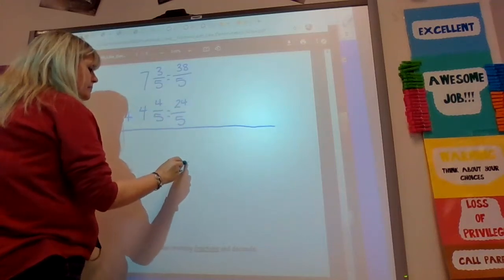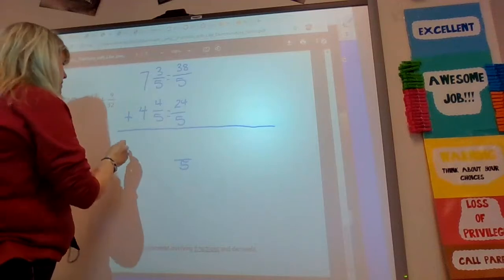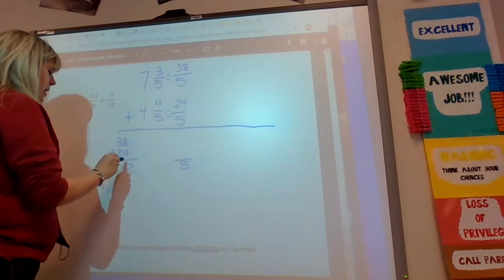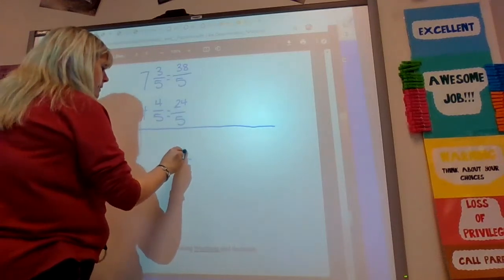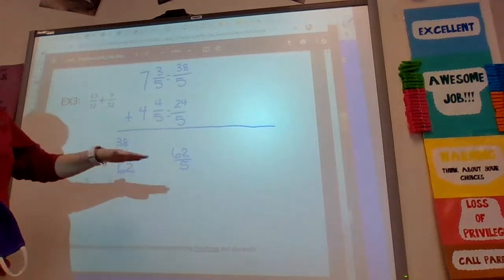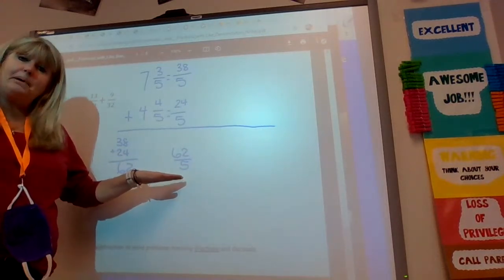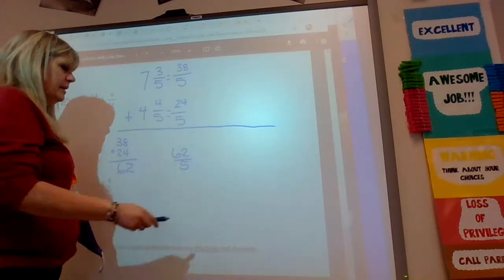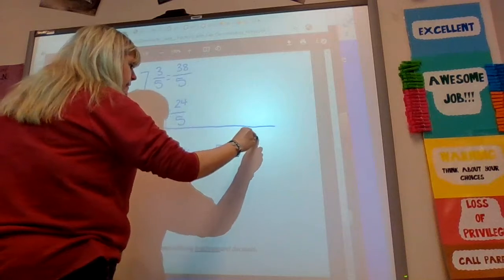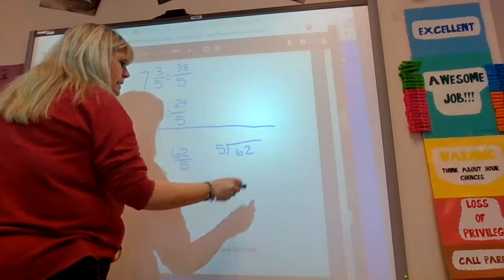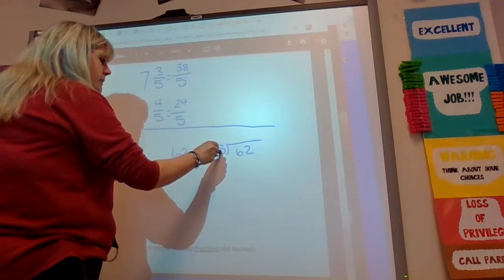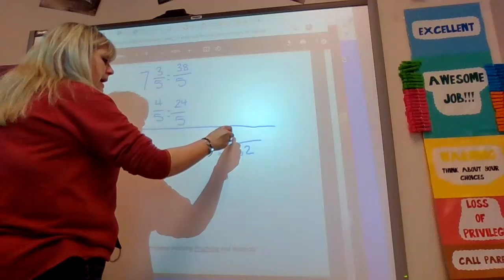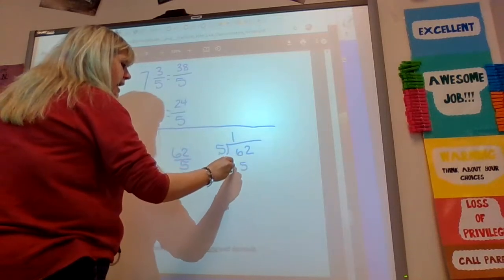And we're adding them up. So 5 is going to be my denominator. So I've got 38 plus 24 is 62/5. Now, we can't leave it in this form. Remember, now we take it back to the mixed number, and we do that by dividing. So, 5 becomes my divisor. 62 is my dividend. How many groups of 5 can I get out of 6? 1. I put it in the quotient and multiply. 1 times 5 is 5.